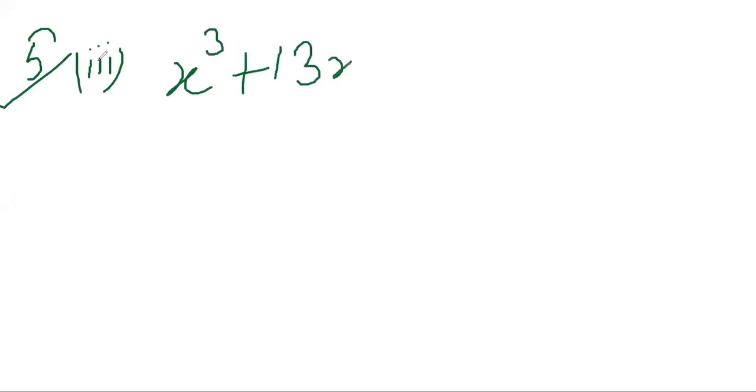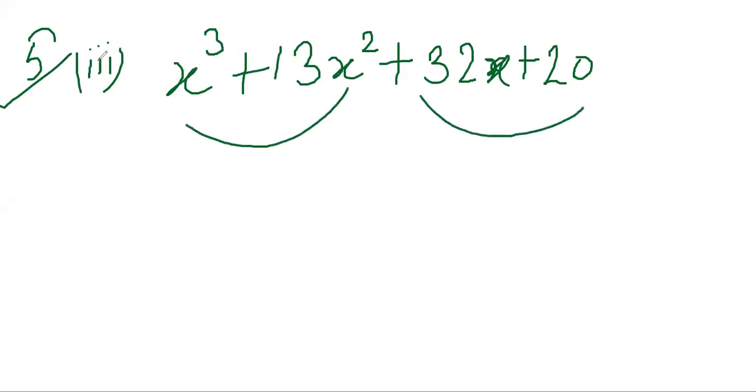Question number 5, part 3, exercise 2.4 is x cube plus 13x square plus 32x plus 20. Now here also you are to factorize, and here you are to use the factor theorem, right? We can't do it any other way. See, there is nothing common if we make the pairs, so we have to do this using the factor theorem.